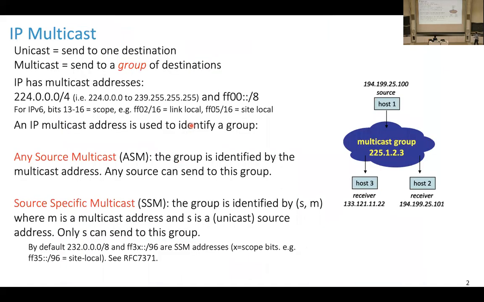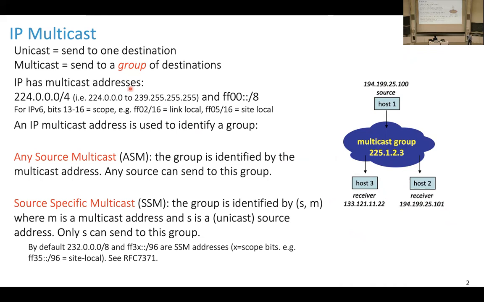So multicast is associated with a specific IP address. We have seen unicast before: in IP unicast, you send to one destination. In multicast, it's different. You send to a group of destinations, using a specific multicast address. In this example, one host sends to a multicast group whose multicast IP address is 225.1.2.3, and there are several hosts that will receive the same message. Only one message has been sent by the host, and all the receivers will receive it.